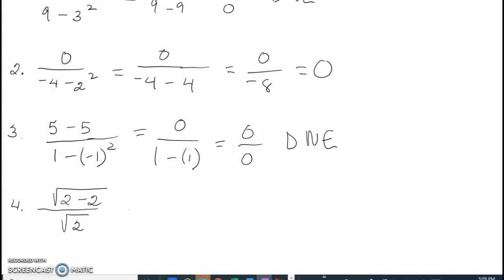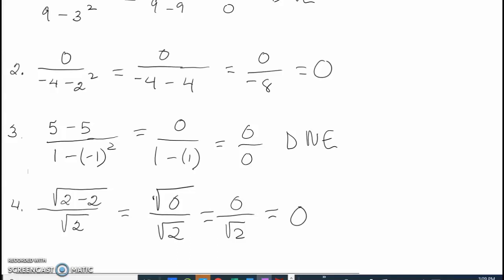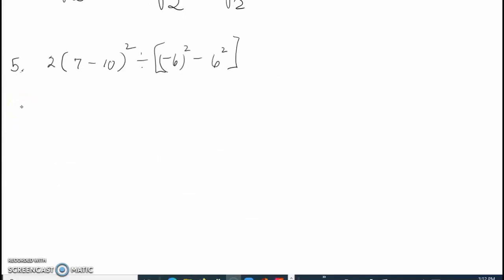All right, number 4. Well, this looks like a fun problem. So, square root of 2 minus 2 is 0 over radical 2. Square root of 0 is 0 over radical 2. And then again, the answer would be 0 if 0 is in the numerator.